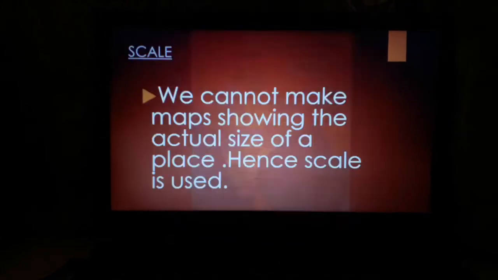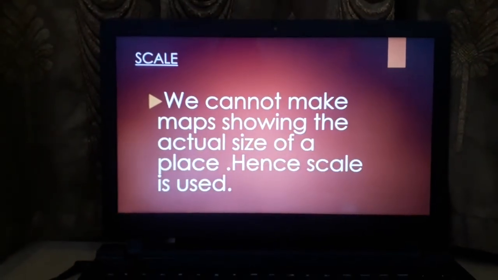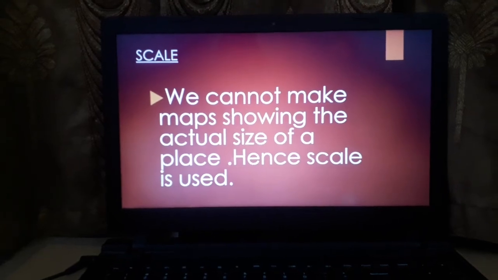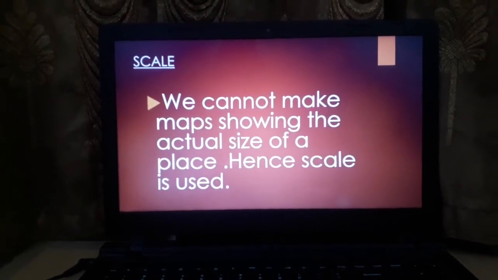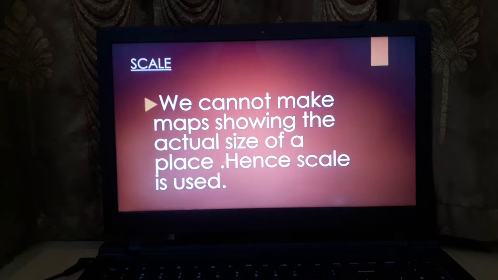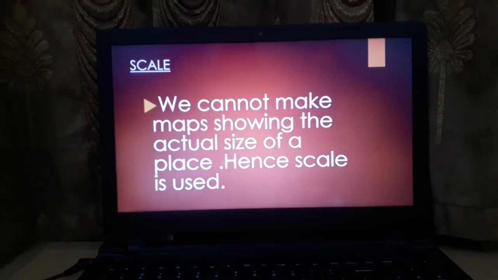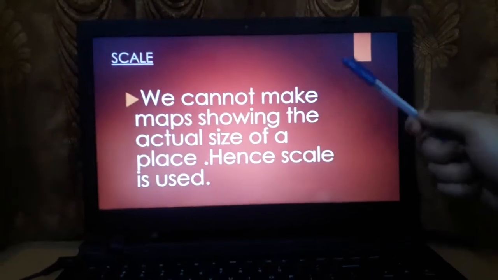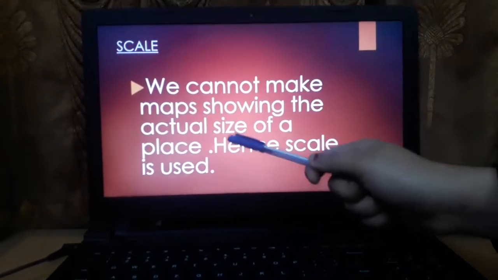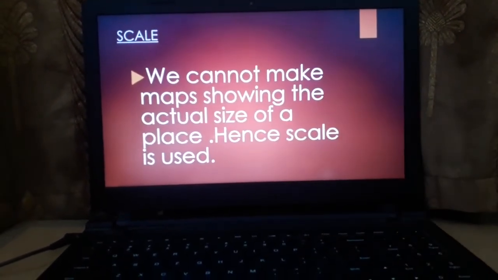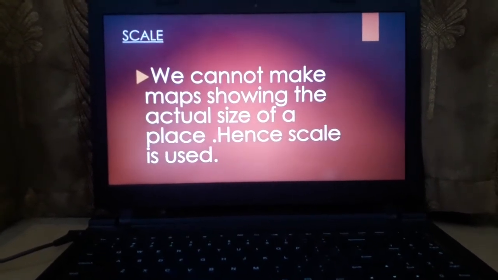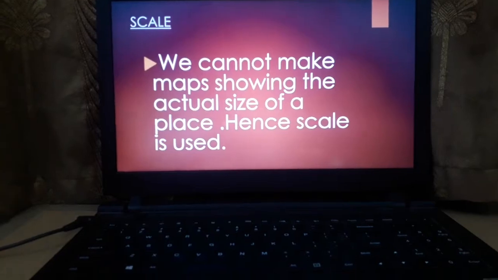Got it, students? Now we will study about scale. Now what is a scale? Scale is not the stationary scale that we use. Now we will study scale in relation with a map. We cannot make maps showing the actual size of a place. Hence scale is used. Students, when we have to make a map, can we show the actual size of a particular place? No, we cannot.